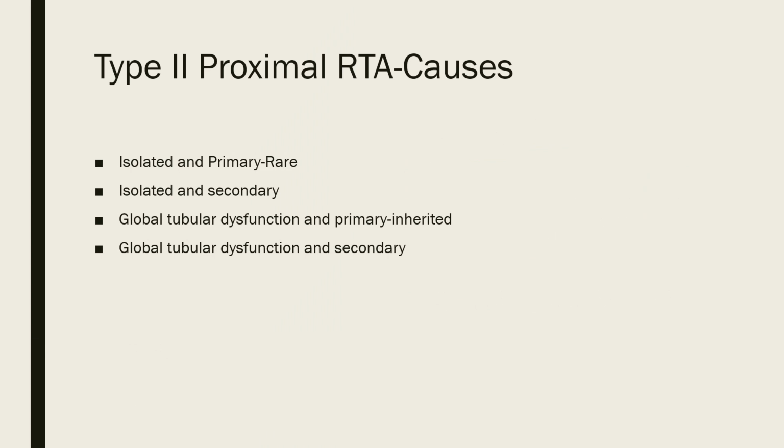What are the causes of proximal RTA? Proximal RTA can be isolated, meaning just the proximal tubule is involved, or rather just the bicarbonate part is affected, or it can be a global tubular dysfunction, meaning the whole of the proximal tubule is affected, so the rest of your glucose, amino acids, sodium, potassium are also affected. Again, in isolated and global dysfunction, it can be primary or secondary. Primary is proper tubular dysfunction. Secondary is where there is a systemic disease or some other problem that is causing a dysfunction in the proximal tubules.